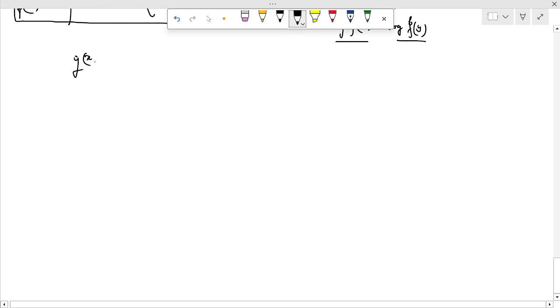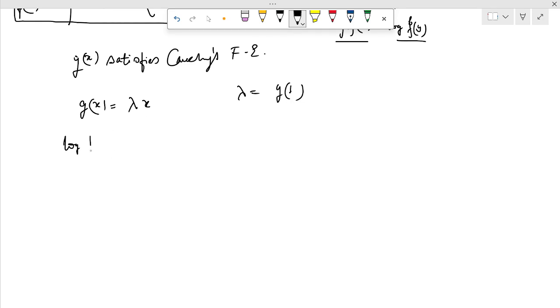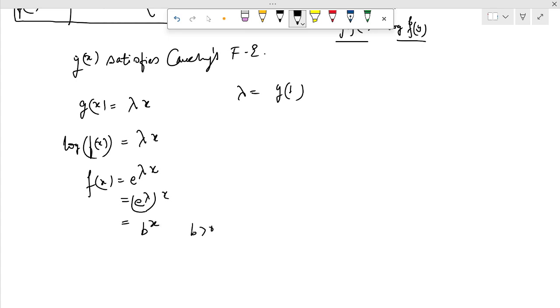It implies that g(x) satisfies Cauchy's functional equation. And if it satisfies Cauchy's functional equation, g(x) must take the form of a linear function, g(x) = lambda x, where lambda is equal to g(1). And if g(x) is equal to lambda x, it implies that log of f(x) is equal to lambda x. And it implies that f(x) will be equal to e to the power lambda x, which is e to the power lambda raised to the power x. Certainly we can write it as b raised to the power x, where b is greater than 0. So it implies that function f(x) will assume an exponential form, and it will always be strictly greater than 0.